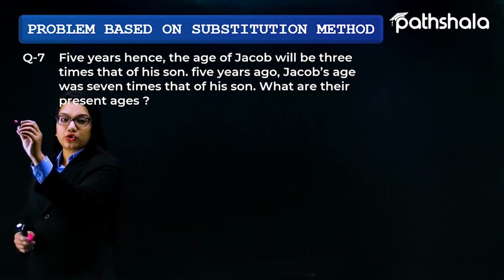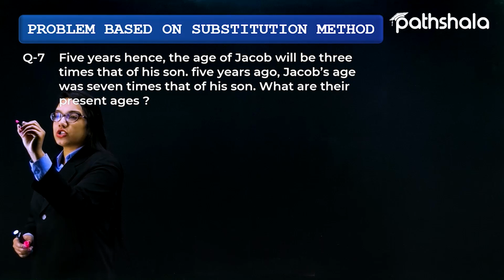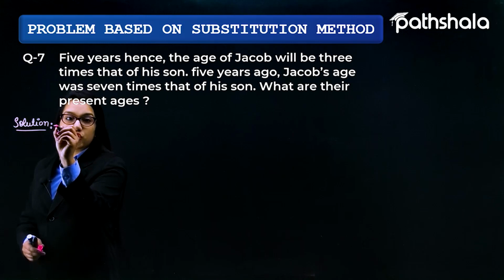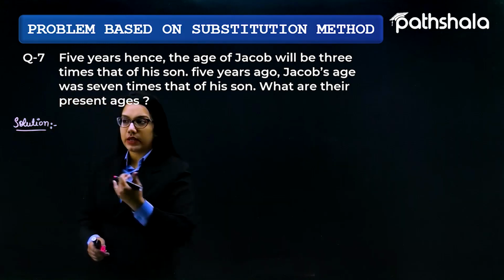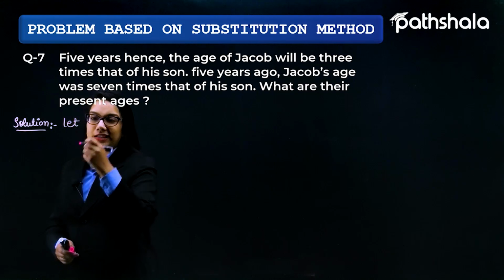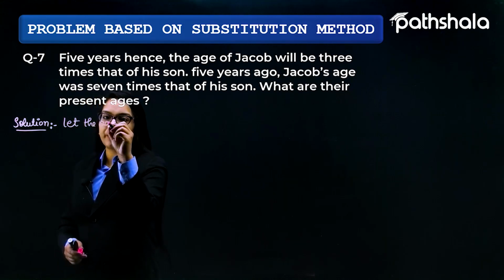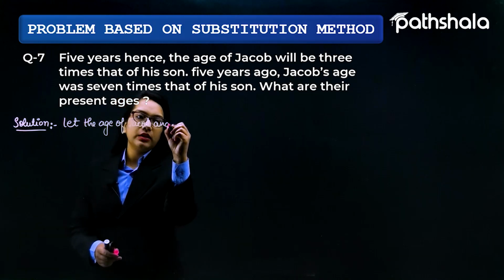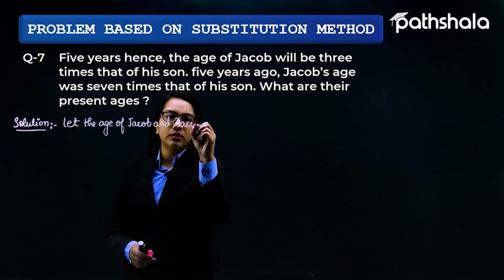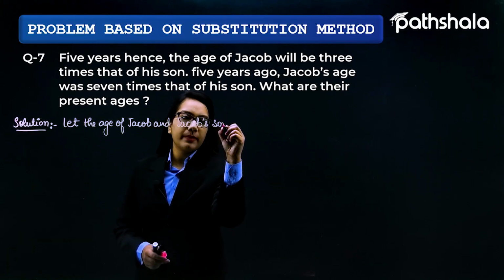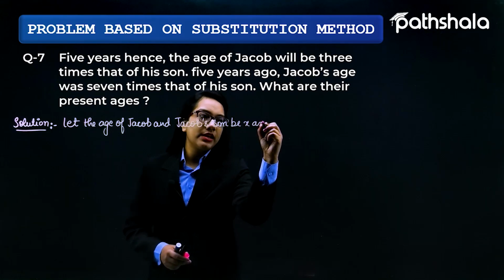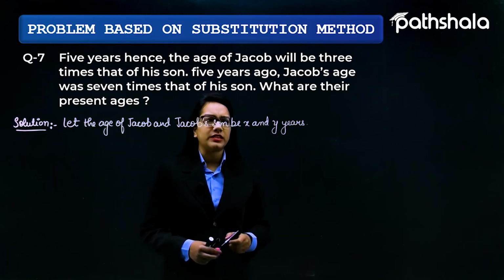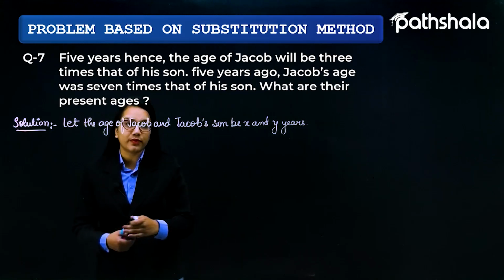Let's start the solution for this question. First of all, we have to assume Jacob's age and the age of Jacob's son. Let the age of Jacob and Jacob's son be x and y years. So we are taking the age of Jacob as x years and Jacob's son's age as y years.